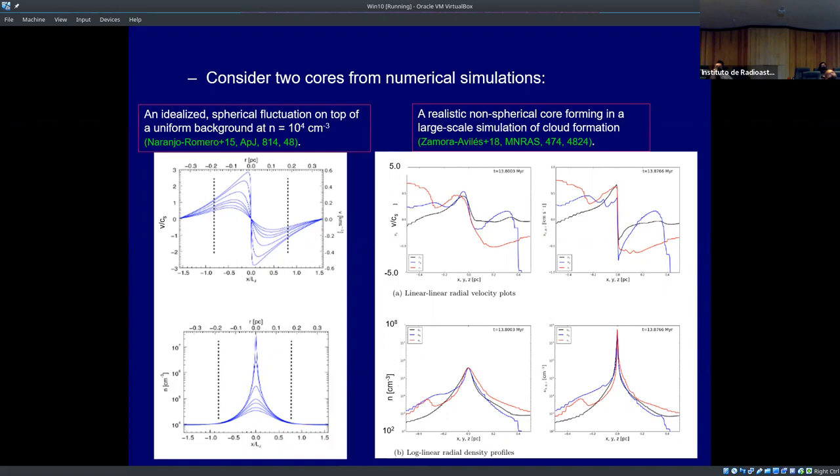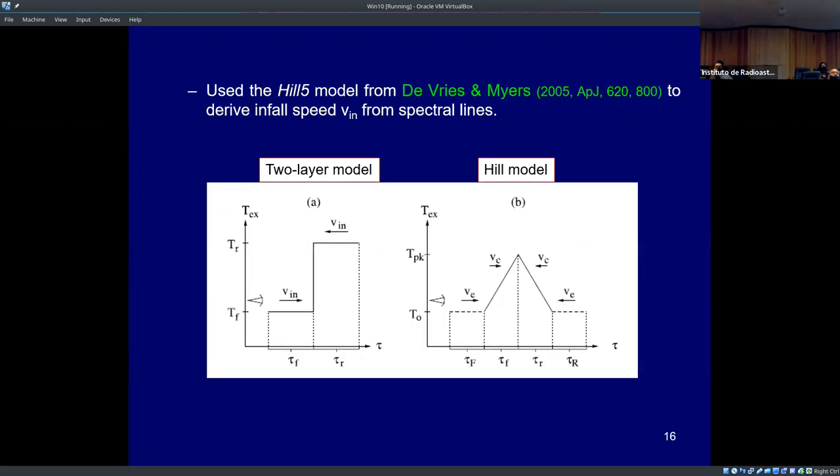Okay, and the same thing happens here, except with a lot of noise and asymmetries, because this is not spherically symmetric. But as you can see, the pattern is qualitatively similar. And then what we did is we used a standard tool for measuring or deriving the infall velocity from the profiles. And we chose, in particular, the HILL5 model from a paper by De Vries and Myers in 2005.